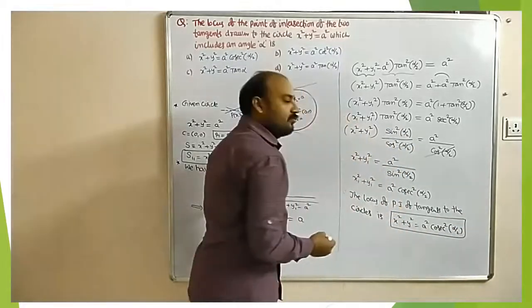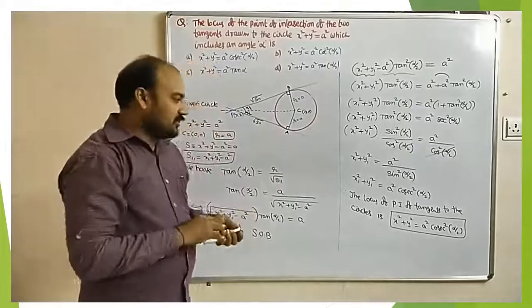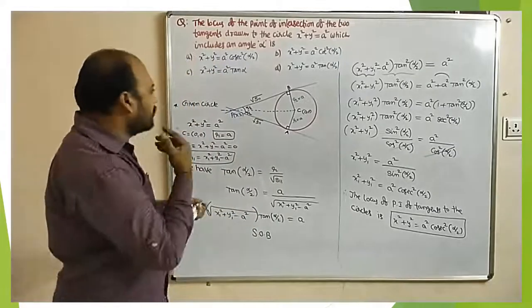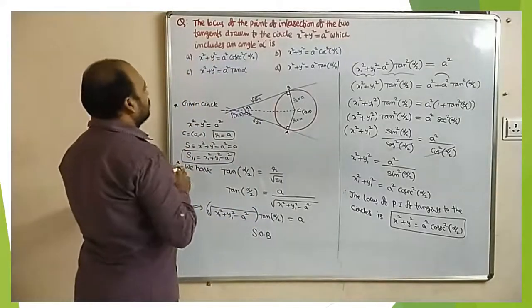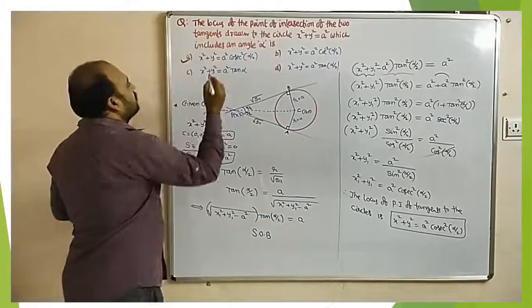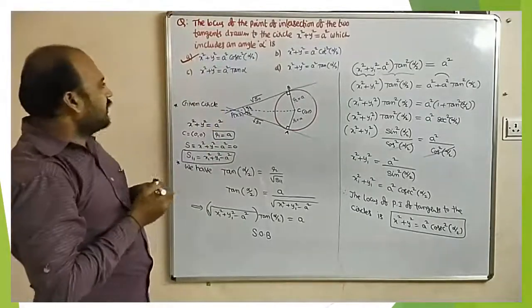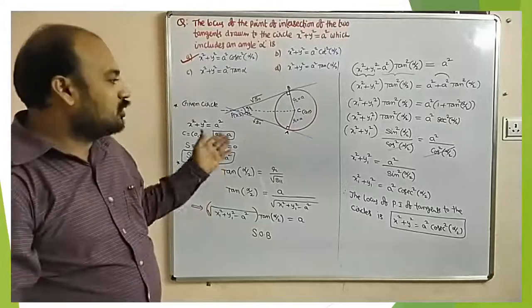locus. Among the options, which option is it? The first option is the right option. x square plus y square, the first option is the right option, which is important for IP also. You remember that.